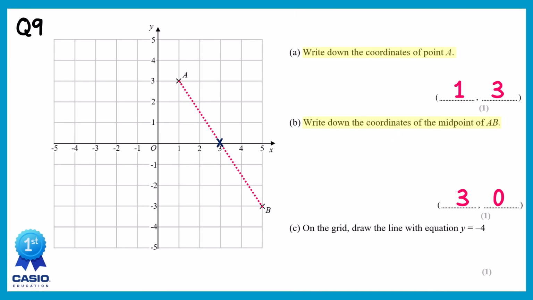For the final part of the question, we need to draw a line with the equation y equals -4. The line y equals -4 will cross the y-axis at -4, which is here. So this is a horizontal line going through that point, so something like this.